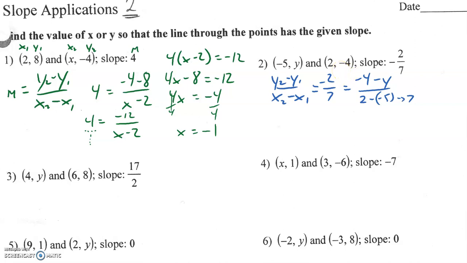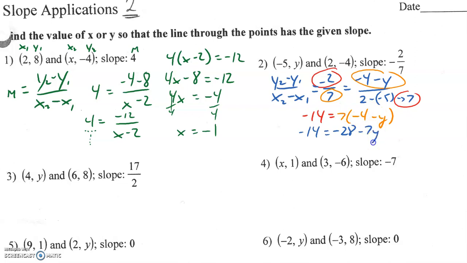Now I'm going to cross multiply. I do negative 2 times 7, which is negative 14, and that has to be equal to 7 times negative 4 take away y. If we do that, negative 14 is equal to negative 28 minus 7y. Then I add 28 to both sides, so this becomes 14, and I have negative 7y. I'm running out of room here. Then I divide by negative 7 on both sides, so 14 divided by negative 7, and y has a value of minus 2.